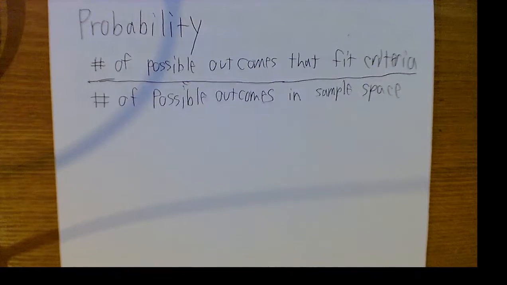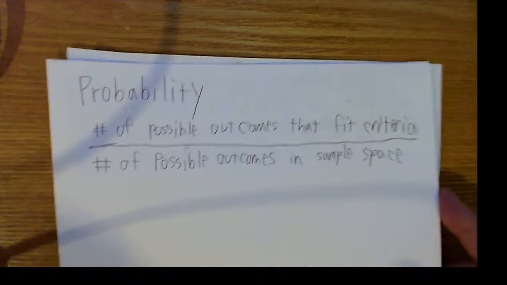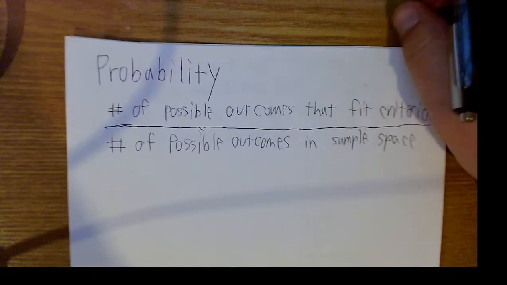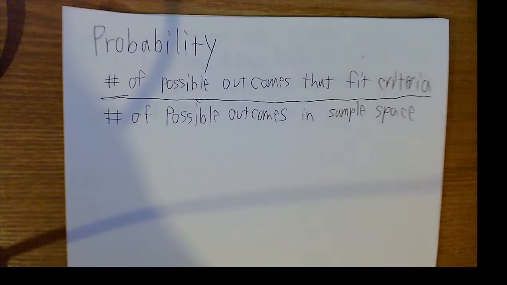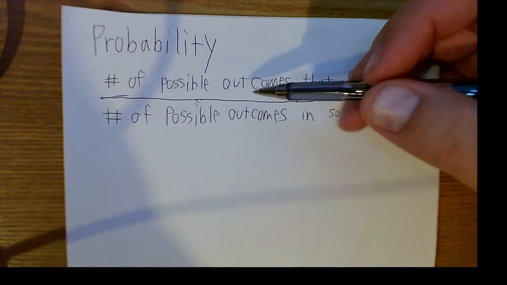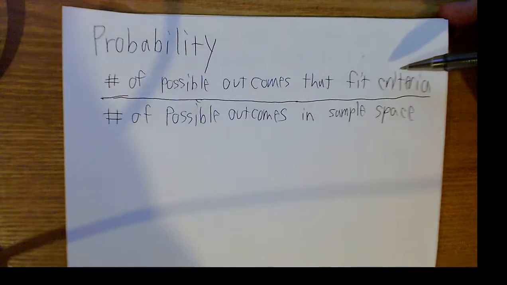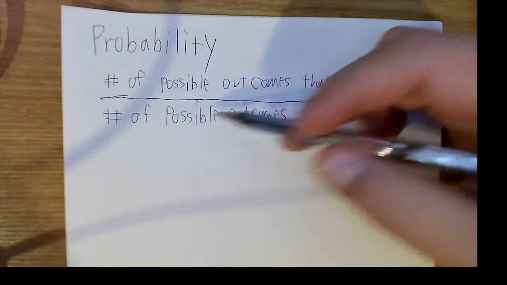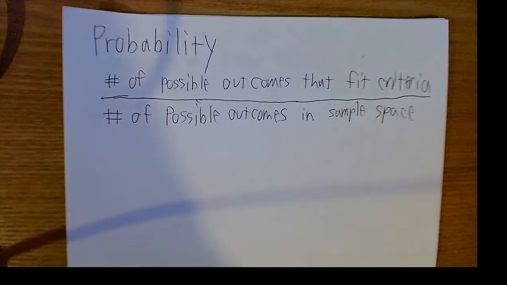So real quick, you guys have probably heard about probability and, what are the odds of whatever happening. Well, in reality, probability is the number of possible outcomes that fit a particular criteria over the number of possible outcomes in a sample space.